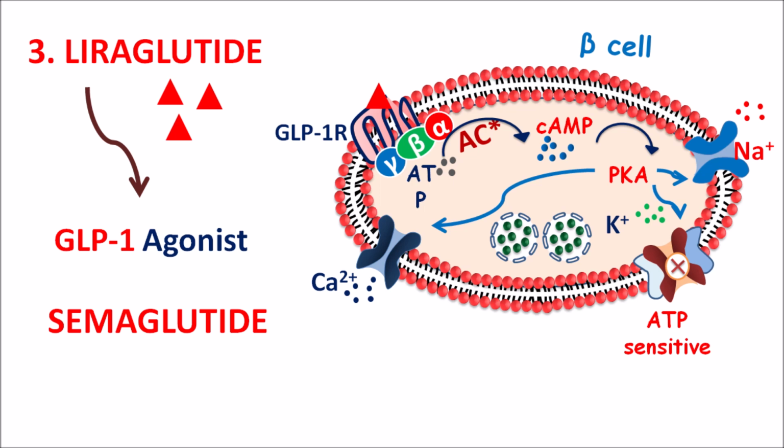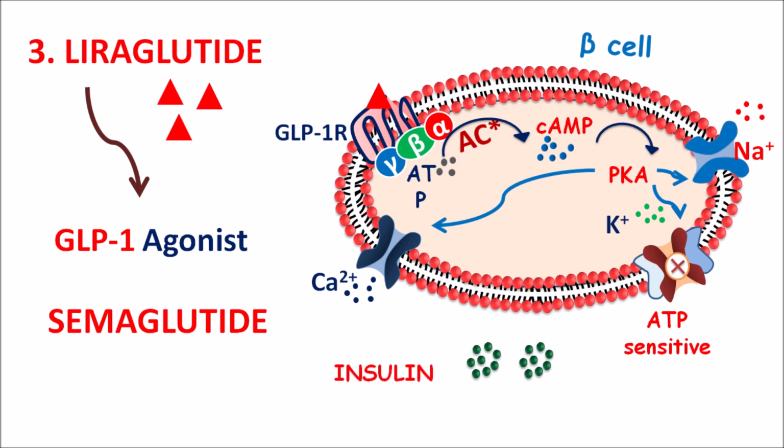This cyclic AMP then activates the protein kinase A, which increases the entry of calcium, resulting in the release of the insulin. In this way, liraglutide and semaglutide can increase the insulin release, which controls the glucose levels. And apart from this action, these drugs can also reduce the appetite within the CNS and produce a delay in the gastric emptying. By all of these actions, they can reduce the fatty absorption.